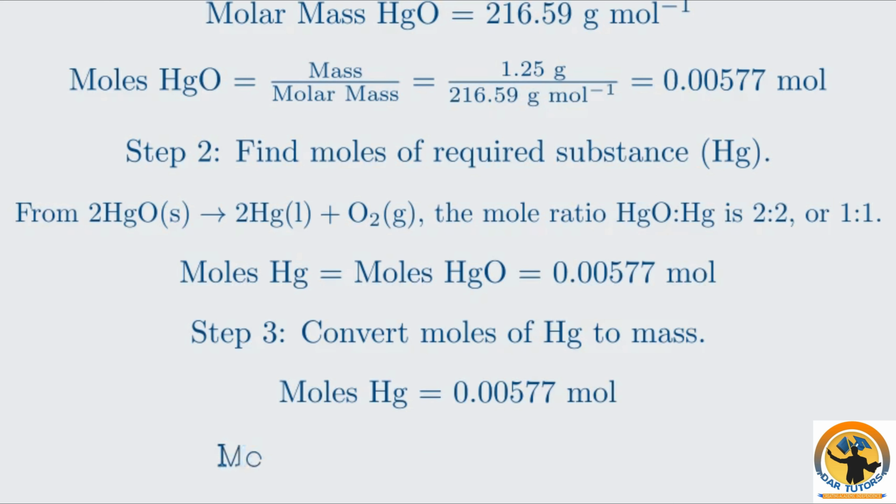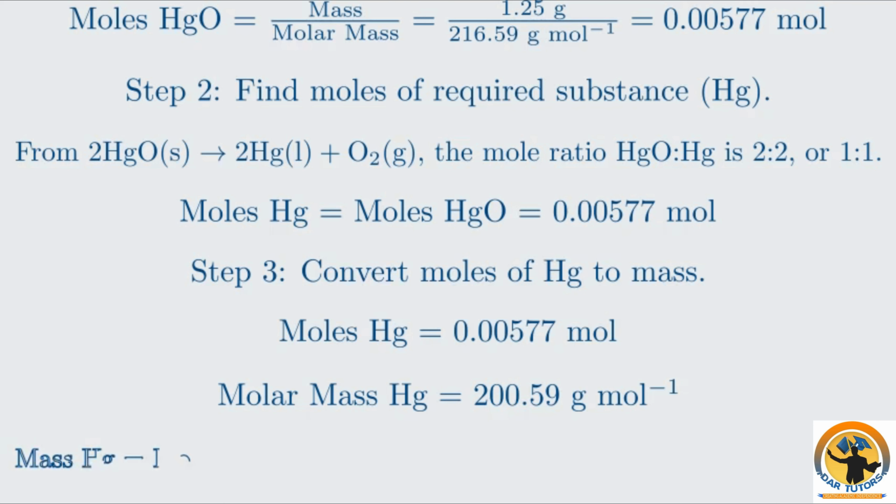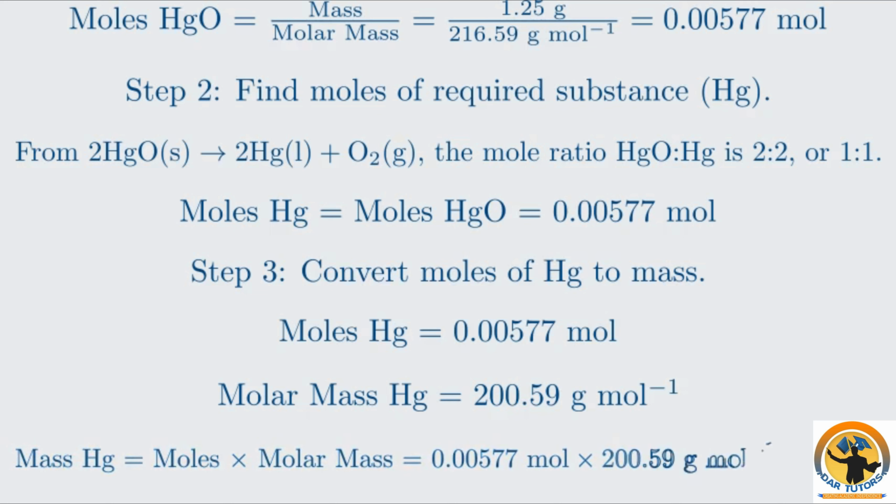Step 3. Convert moles of mercury to mass. The molar mass of mercury is 200.59 grams per mole. Multiplying the moles by the molar mass, 0.00577 moles times 200.59 grams per mole gives us 1.16 grams of mercury.